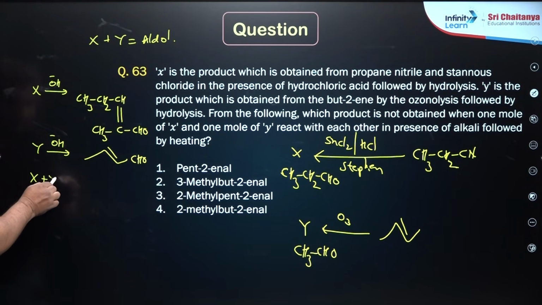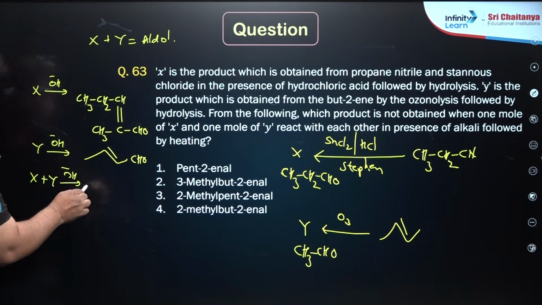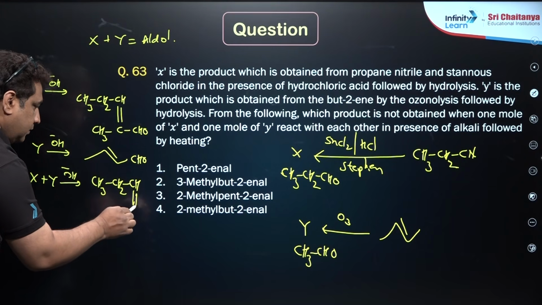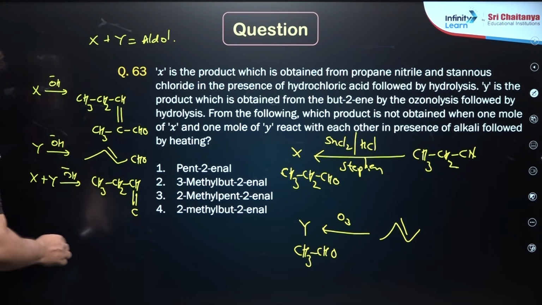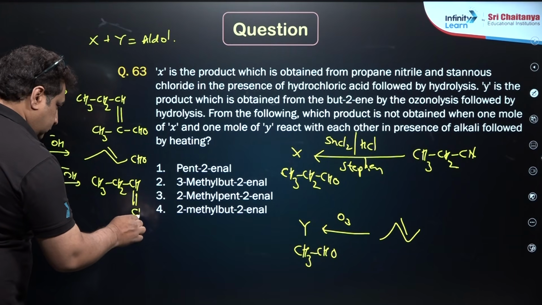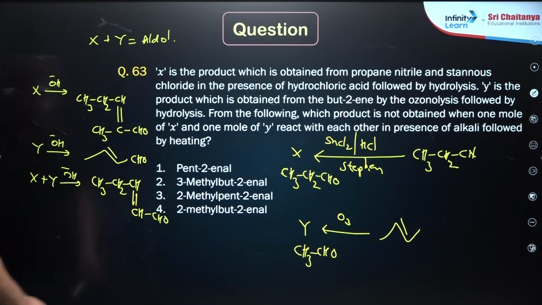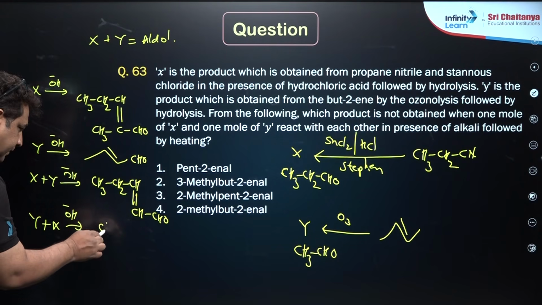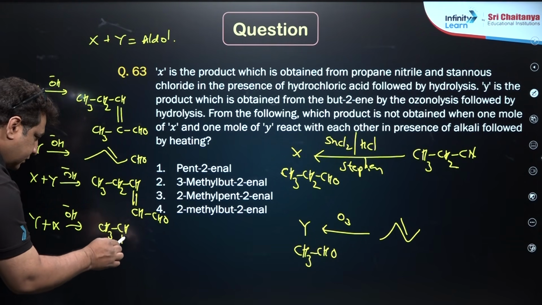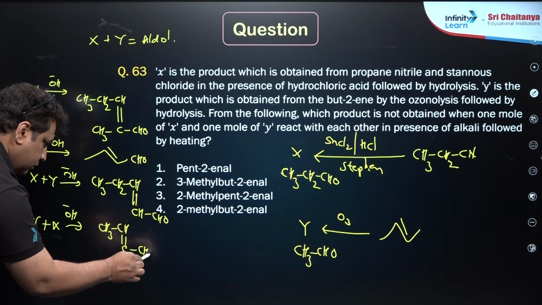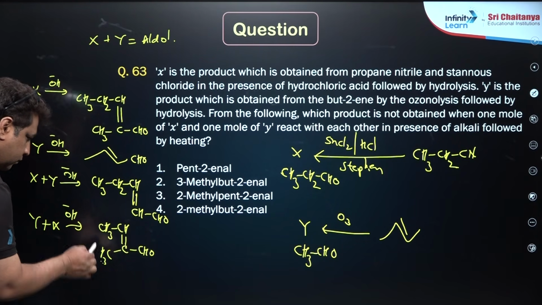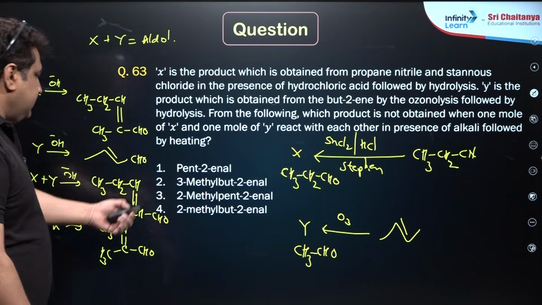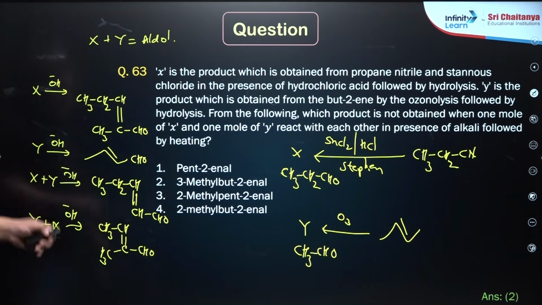If you treat X and Y in base, you will get CH3 CH2 C, this one. When Y and X are treated with base, you will get CH3 CHO, alpha beta, alpha beta, alpha beta, right? Got it, dear students? So from this you can easily find out which product is not obtained. I think you will get answer 2.